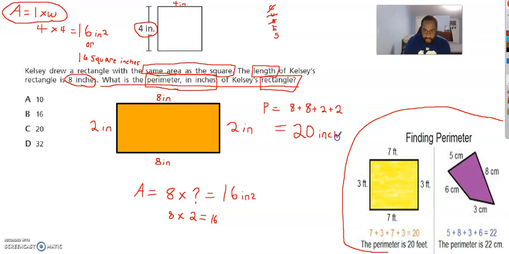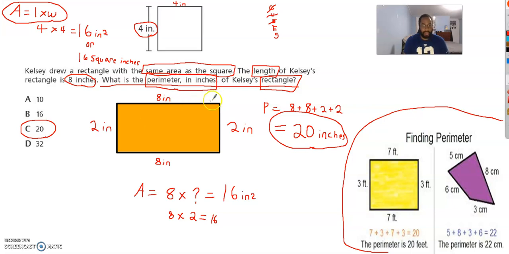This is not square units because it is not area. Perimeter, you don't have to put square units. But area, you have to put square units. So the perimeter of our rectangle is 20 inches. So what choice should we choose, Clifton? Yes, C is the correct choice.